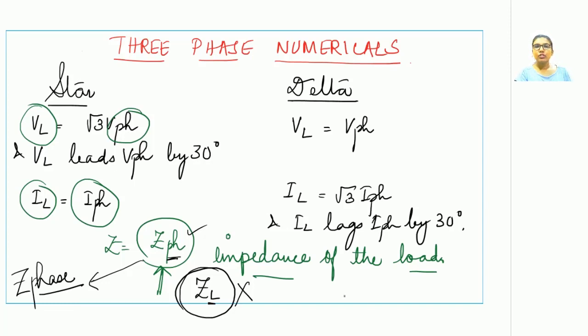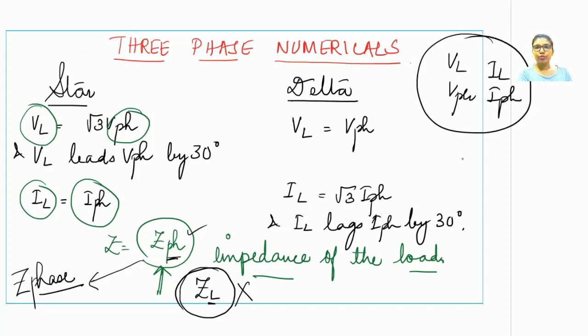So what have we learned so far? There are 4 parameters. One is VL, one is V phase, one is IL, one is I phase. These 4 parameters are already known to you. We have already covered them in our previous classes. And finally, there is one more parameter that we have to consider, that is Z phase. So in all, there are 5 parameters and one has to work using these 5 parameters.